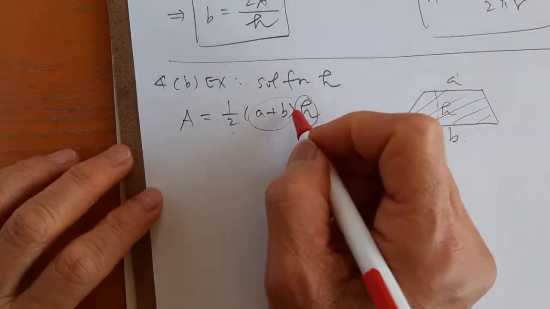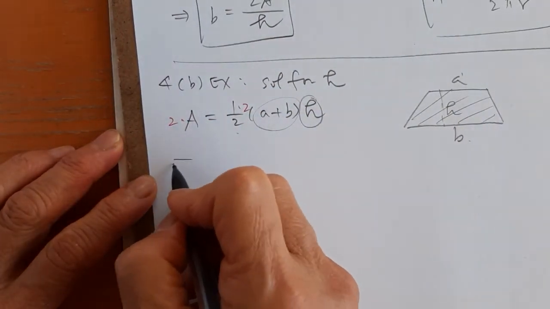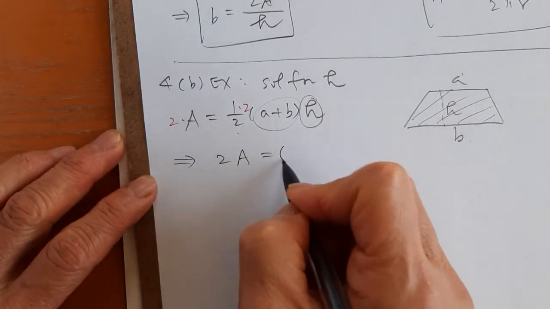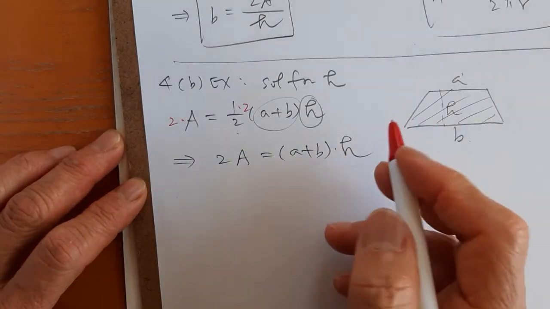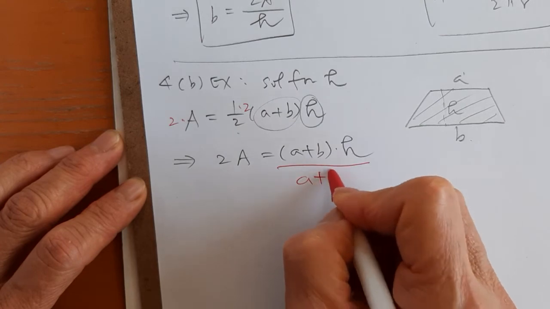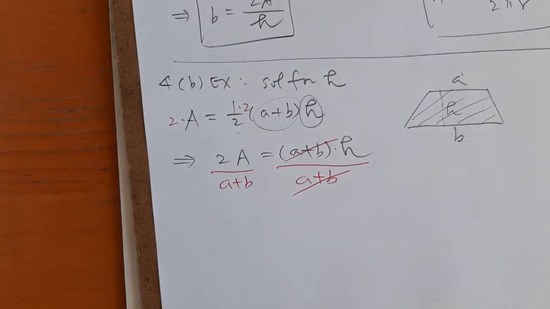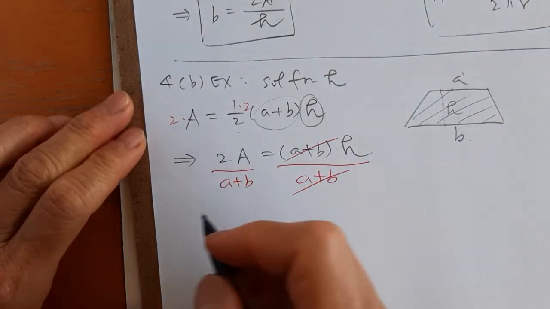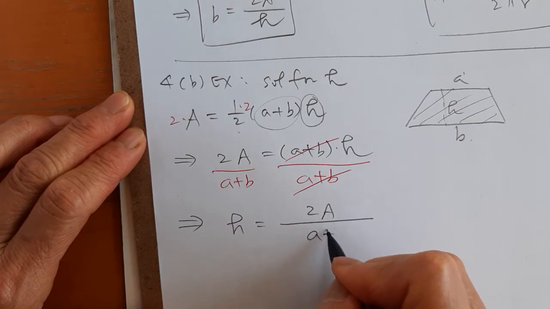So to isolate h, you times 2 on both sides. So you will get 2A equals (a plus b) times h. So h equals what? Divide by a plus b on both sides. And a plus b cancels, and you will get h. So we'll get h equals 2A over a plus b.